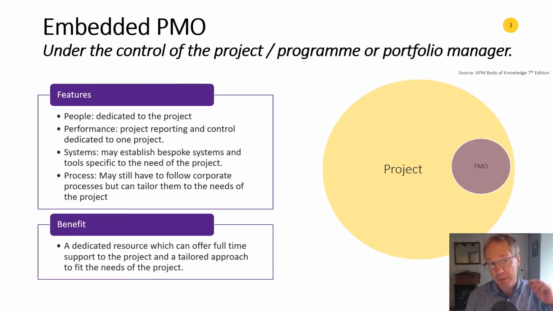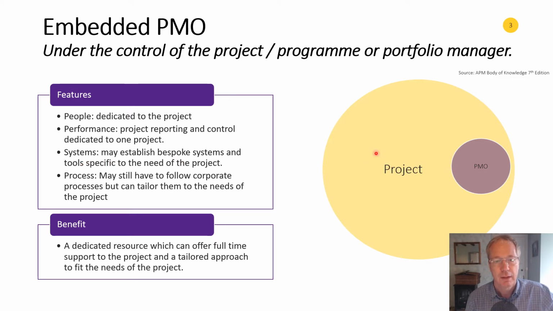First type of PMO we see is an embedded PMO. So that's under the control of the project, program, or portfolio manager. So it's part of the project. It reports to the project manager for that project. So the people are dedicated to that project. They'll do the reporting and performance reporting for that project. They might establish bespoke systems. So by systems we mean IT systems or tools or spreadsheets or databases that are tailored specifically to the needs of this project.